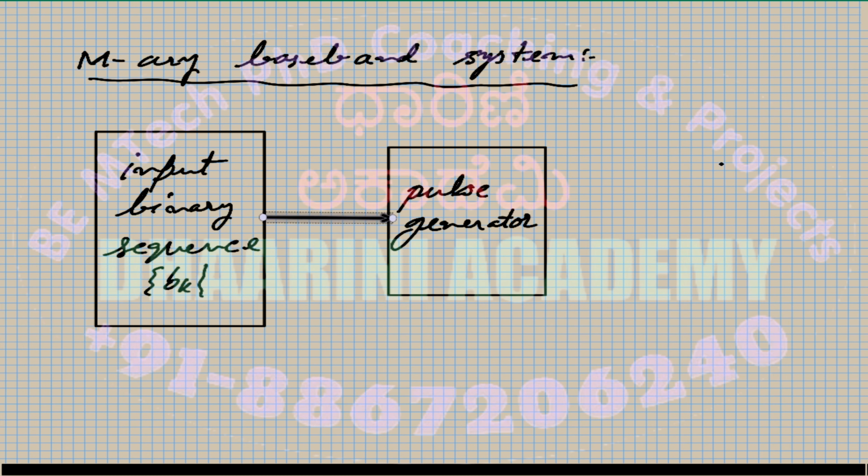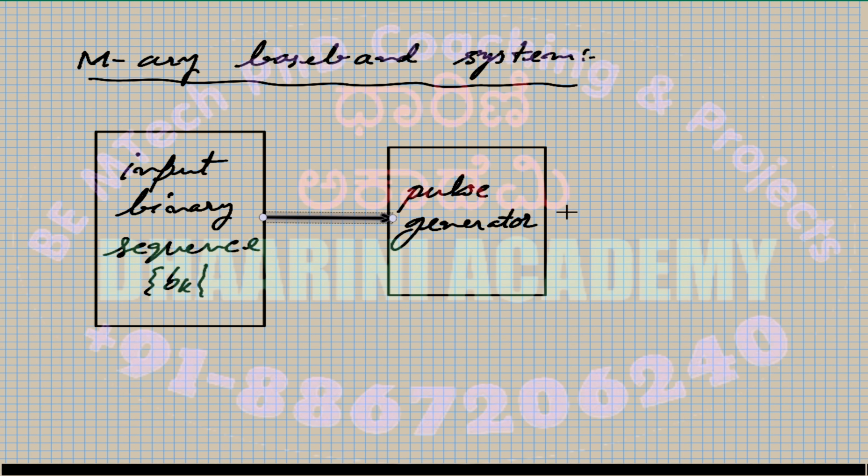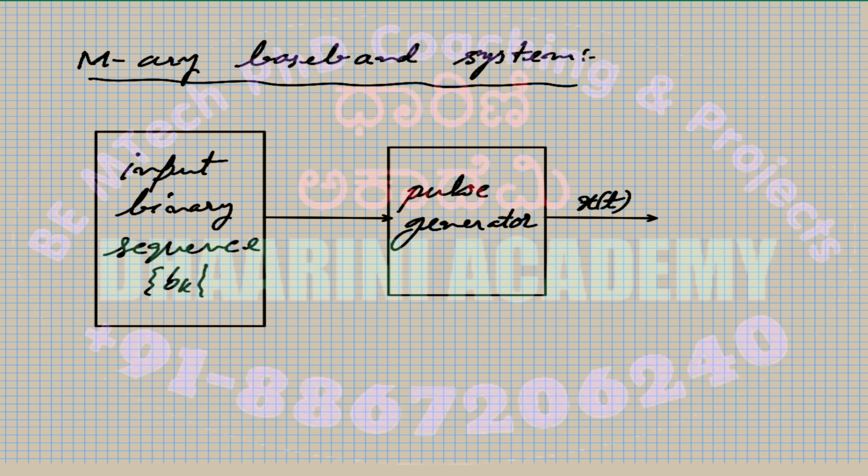Right, so this is given to this. The binary sequence BK is applied to the pulse generator, and the pulse generator generates the pulses in series, and that's what we are going to call X of t. It's going to be continuous, right? So all the pulses generated are cascaded one after the other to get a continuous signal. That's why it is X of t.